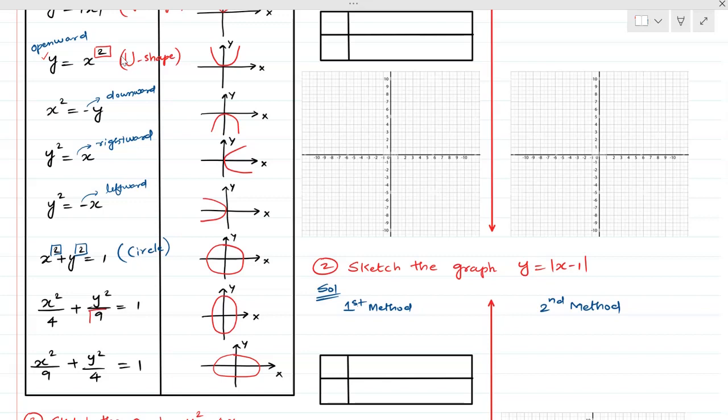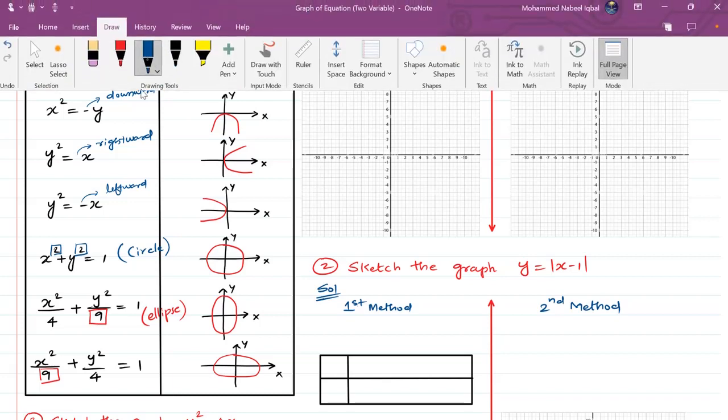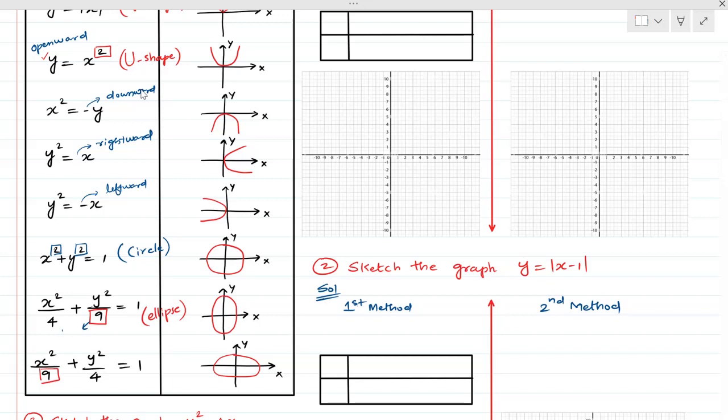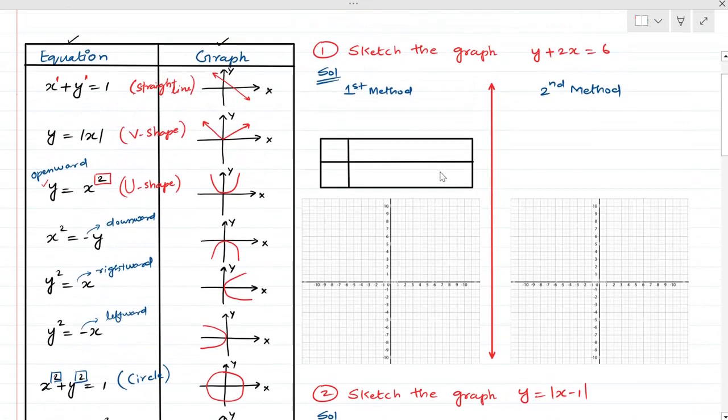When the y-intercept is the bigger term, the ellipse is along the y-axis. When the x-intercept is bigger, the ellipse is along the x-axis. So this is the general rule for how you will identify the graph of an equation.